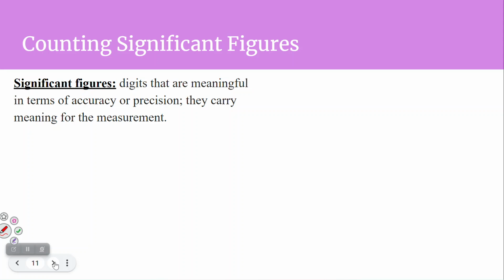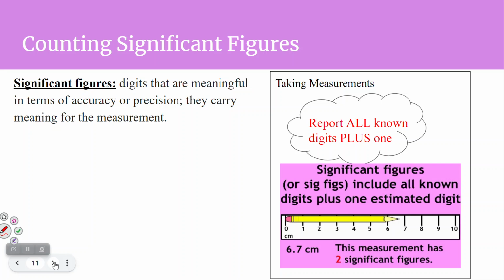Okay. So let's go ahead and go to the second page. Okay, here we are. Looking at this picture here, remember we said earlier, you're going to report all known digits plus one estimated digit, right?